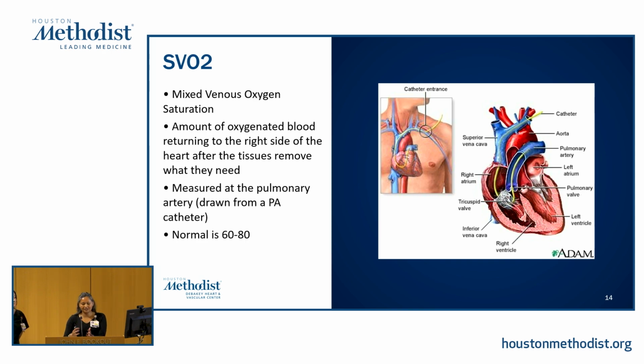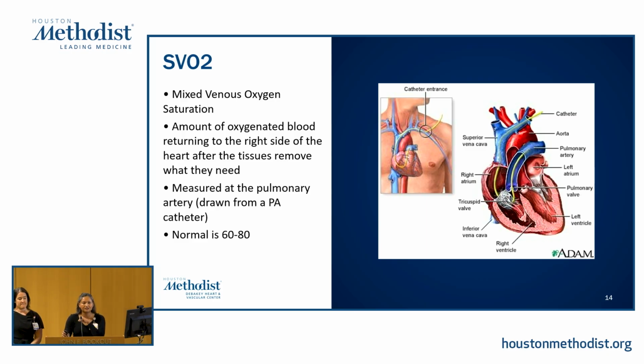SvO2, mixed venous oxygen saturation. It's the amount of oxygenated blood returning to the right side of the heart after the tissues remove what they need. So it's measured in your pulmonary artery, drawn from a PA catheter. You can also get it from a central line. It's going to be your ScVO2, and it'll be more accurate if you get it from a central line like the superior vena cava, versus it's not going to be accurate if you get something that's in your inferior vena cava. And then you just have to keep in mind your values are going to be a little different.